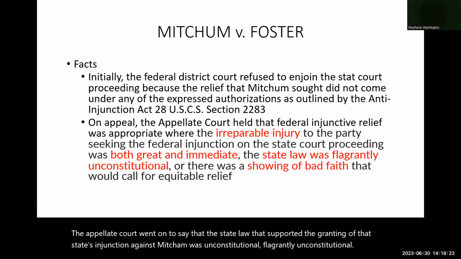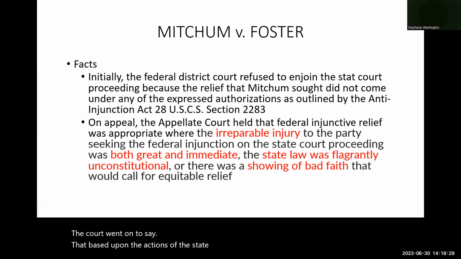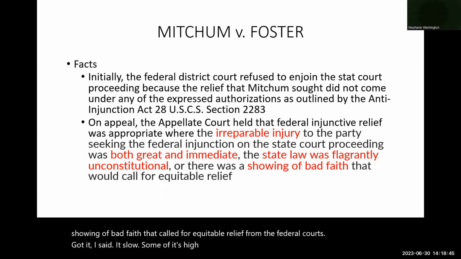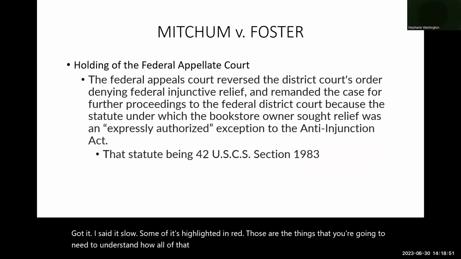The court went on to say that based upon the actions of the state prosecutor, the stalling, etc., there was a showing of bad faith that called for equitable relief from the federal courts. Got it? I said it slow. Some of it's highlighted in red. Those are the things that you're going to need to understand how all of that works.